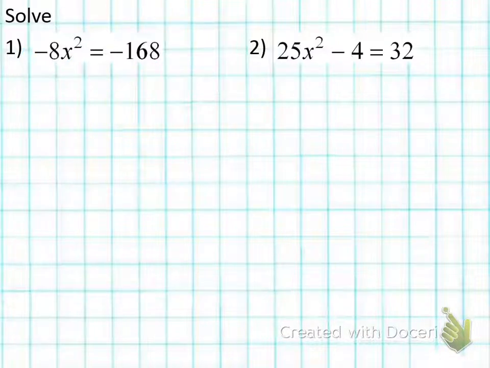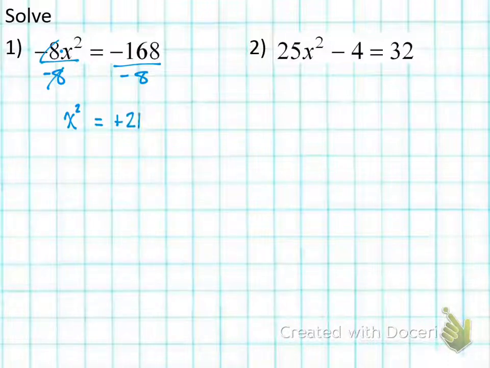So the first thing I'm going to do is isolate the x squared, okay? Next to the x squared is a multiply sign. So the opposite of multiplying by negative 8 is divide by negative 8. I'm going to divide both sides by negative 8. I'm trying to isolate it. So these two cancel out, leaving just x squared is equal to, and then we got negative 168 divided by negative 8. It's going to be a positive number. It's going to be positive 21, okay? So that's the first step.